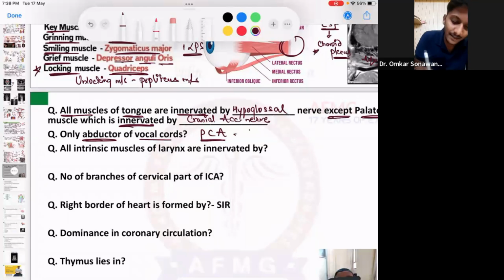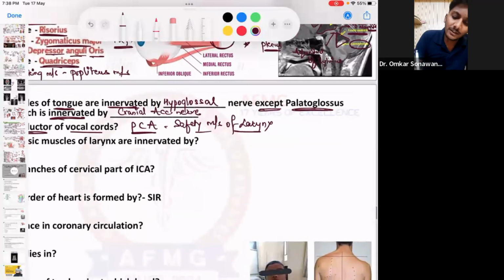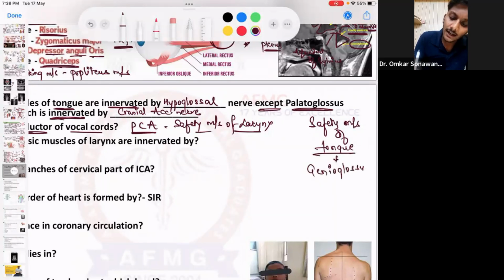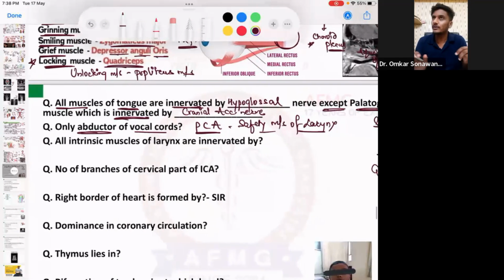It is also called the safety muscle of the larynx. Whereas the safety muscle of the tongue is genioglossus. It is attached to the genial tubercle of the mandible, which is why it is genioglossus. No issues with this. Anybody?